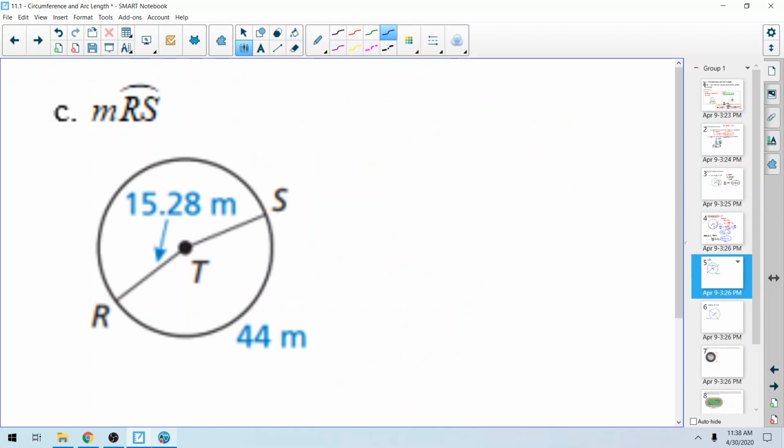Next one, find the measure of RS. Okay, now when they say the measure of RS with that little symbol at the top of it, they're talking about the arc. So from R to S, we're right here. And I don't know how many degrees that is. So on this one, I'm going to choose to use the formula. So arc length equals the measure of the arc out of 360 times the circumference.